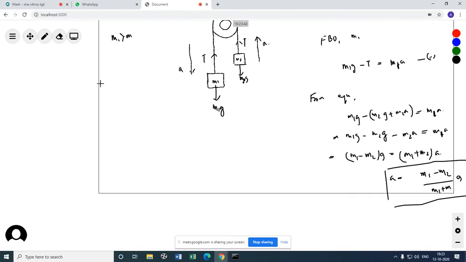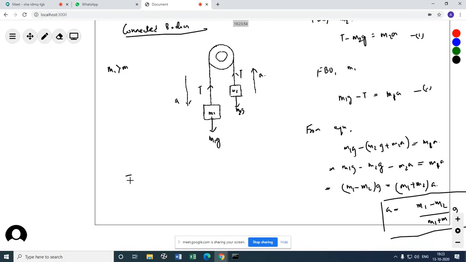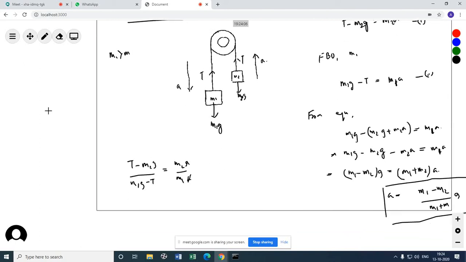How can we find out the tension? To find the tension, divide them. Divide equation 1 by 2 or 2 by 1, it doesn't matter. So if I divide T minus M2G divided by M1G minus T, I will get M2A by M1A. So A is removed. Clear?